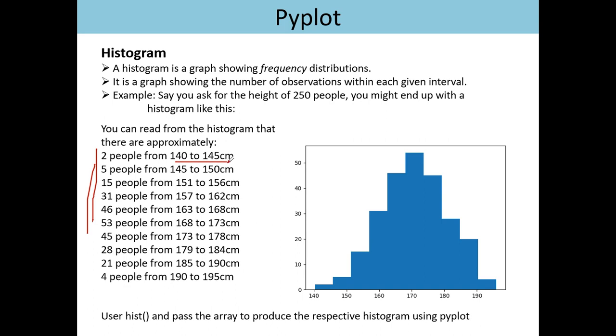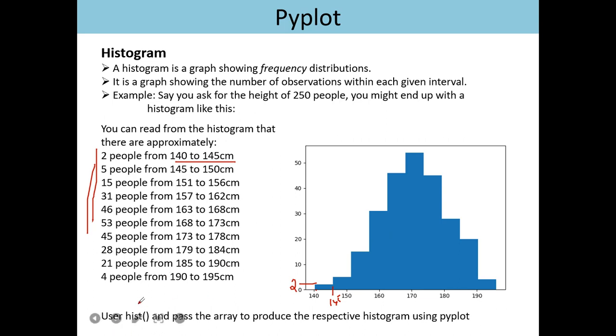Two pupils from 140 to 145 centimeters. See, 140 and probably 145, yes, 145, and this probably is two values. Okay, so now you know how to read the histogram.